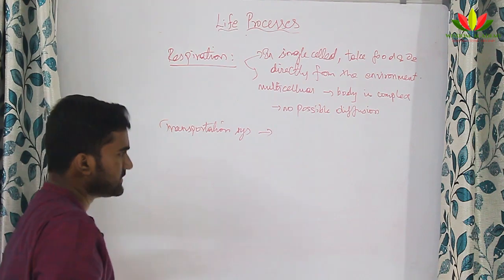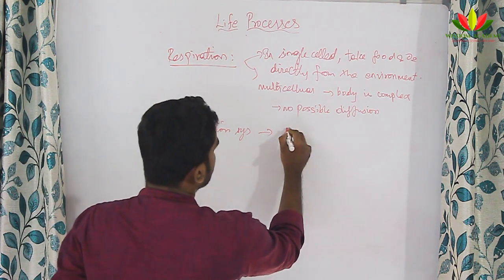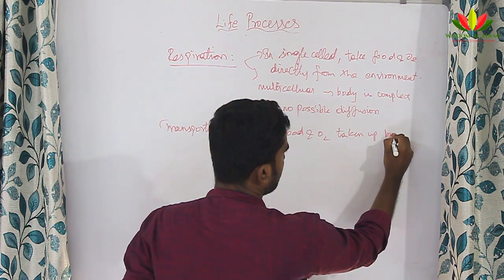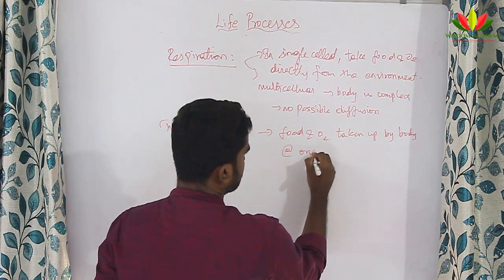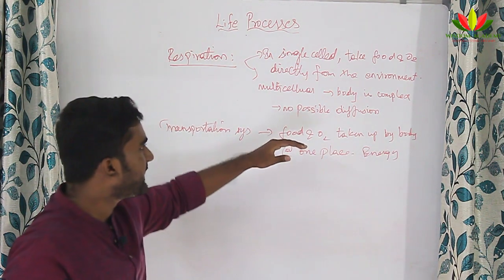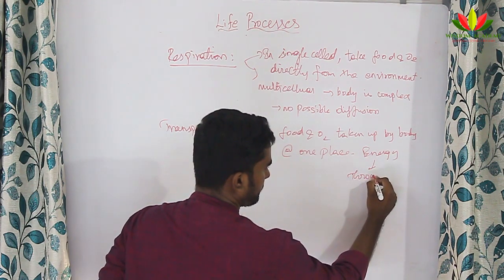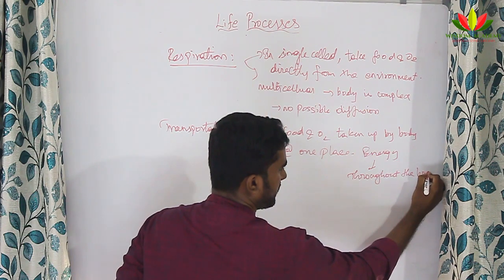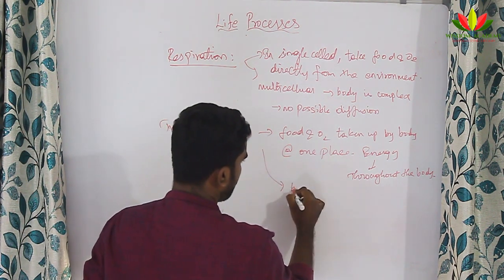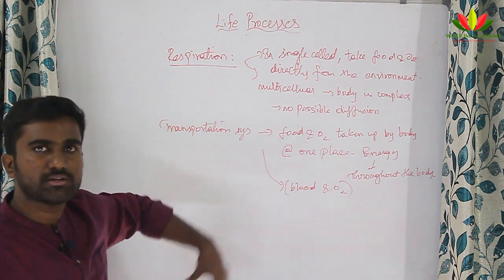What is the role of the transportation system? The transportation system is also one of the life processes. We already saw that the food and oxygen are taken up by the body at one place, right? But the energy produced by breaking down this food with the help of oxygen, we need throughout the body. To transfer this energy throughout the body, we need this transportation system. By means of blood and oxygen, the energy is transferred from one place to all the body parts.